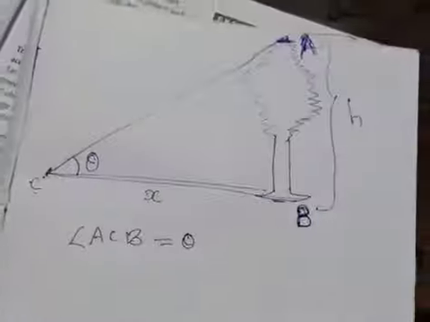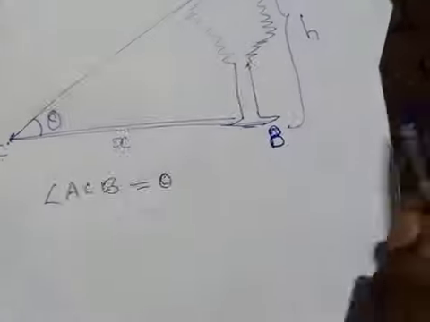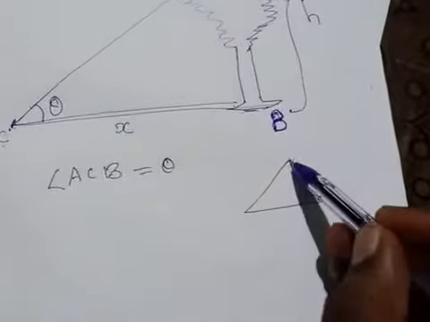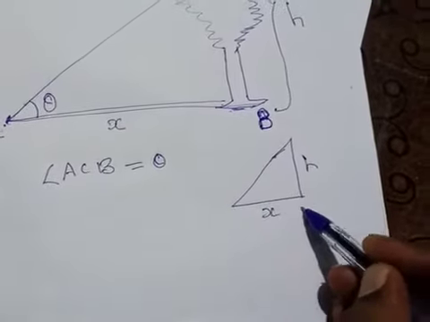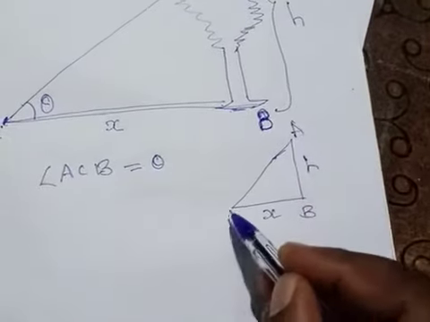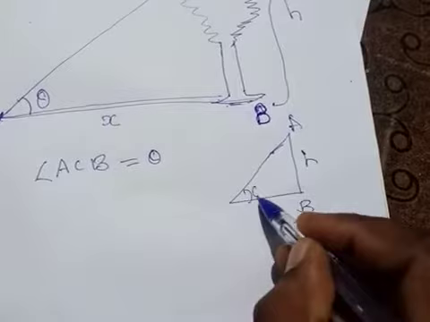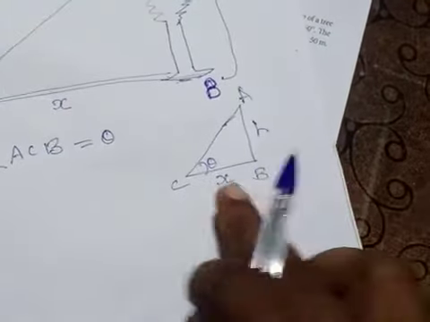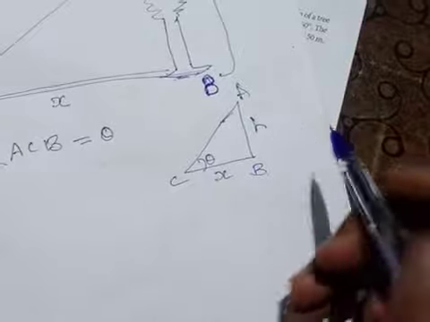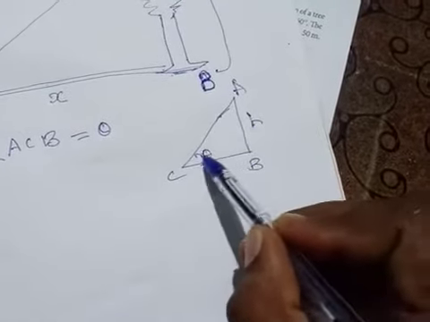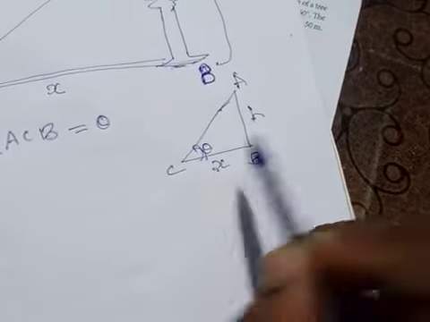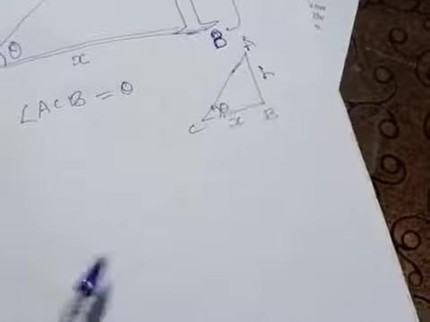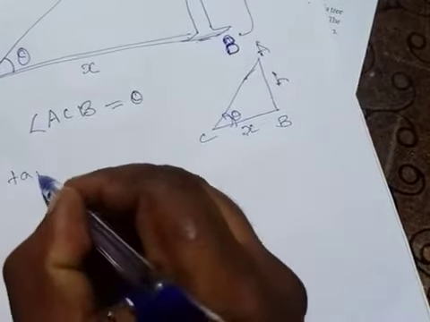Now we'll see what you can measure. You now have a right angle triangle like this. This height is h. This is x. This is B, this is A, and this is theta. This point is C. Now from this right angle triangle, this is theta, this is the opposite side, and this is the adjacent side. So you can use tan theta.